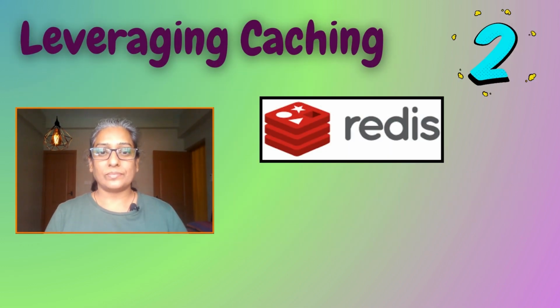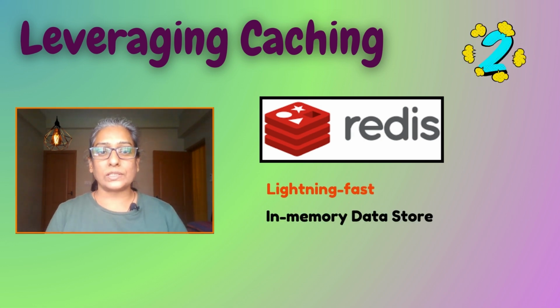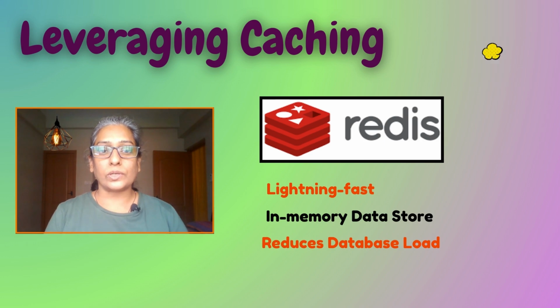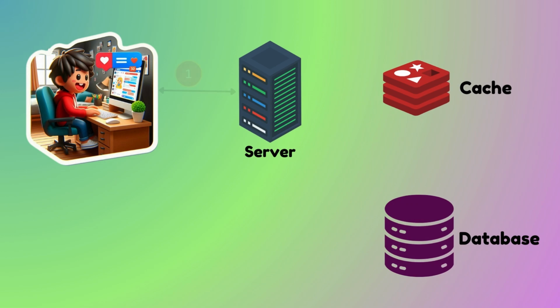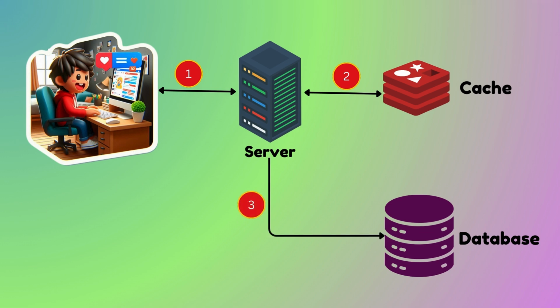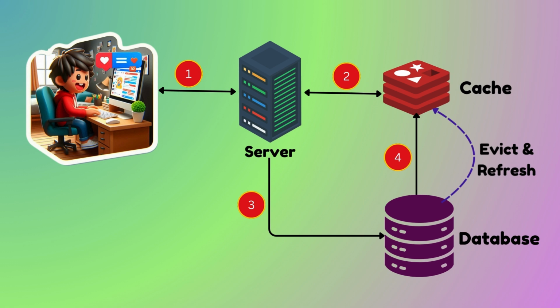So, what's the next step? And what's the solution? Redis, a lightning fast in-memory data store that reduces the database load by acting as a cache. Here is how it works. When a user views the content, the system first checks Redis to see if the user has already been counted. If the user is not found in the cache, the system queries the database and caches the result in Redis for future requests. Redis can be configured with eviction policies to remove old or irrelevant data, optimizing memory usage.